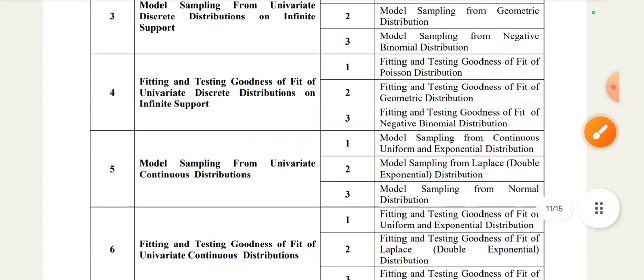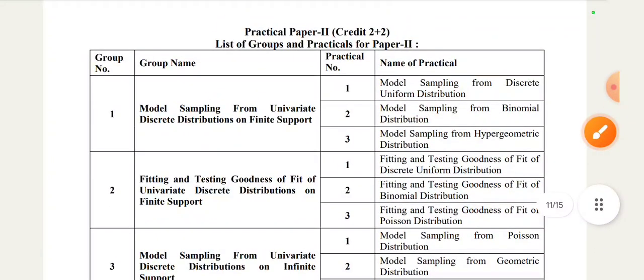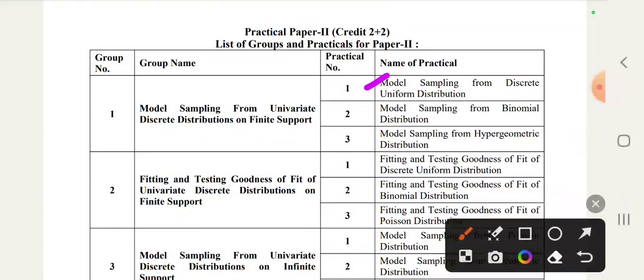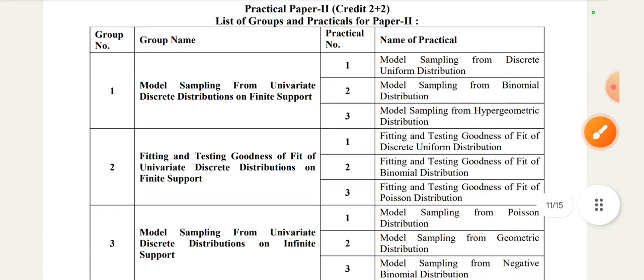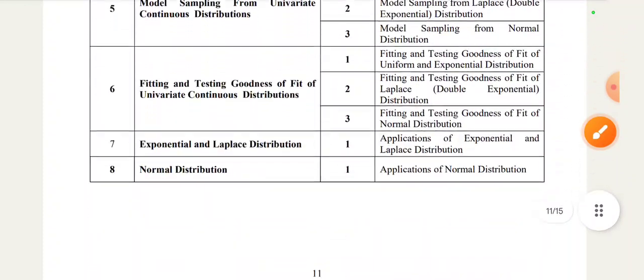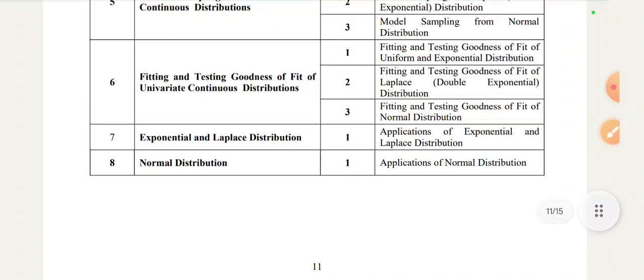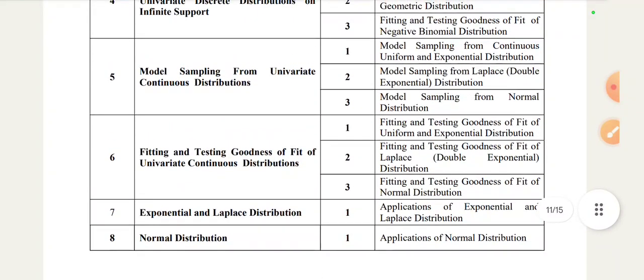In the first group there are 3 practicals, and the first group is related with model sampling from univariate discrete distributions on finite support. Likewise, in the second group again there are 3 practicals which are based on finite support and fitting and testing goodness of fit of univariate discrete distributions. So there are 8 groups and the total number of practicals is 20, and these 20 practicals are divided into 8 groups.